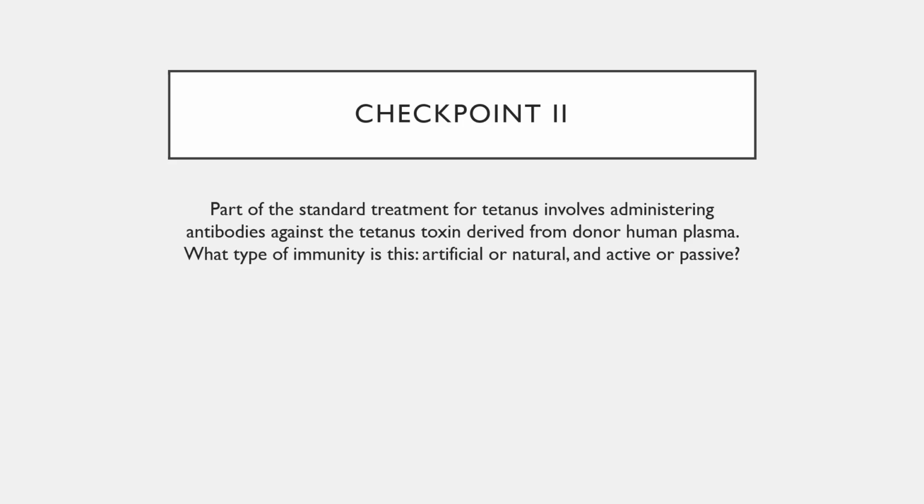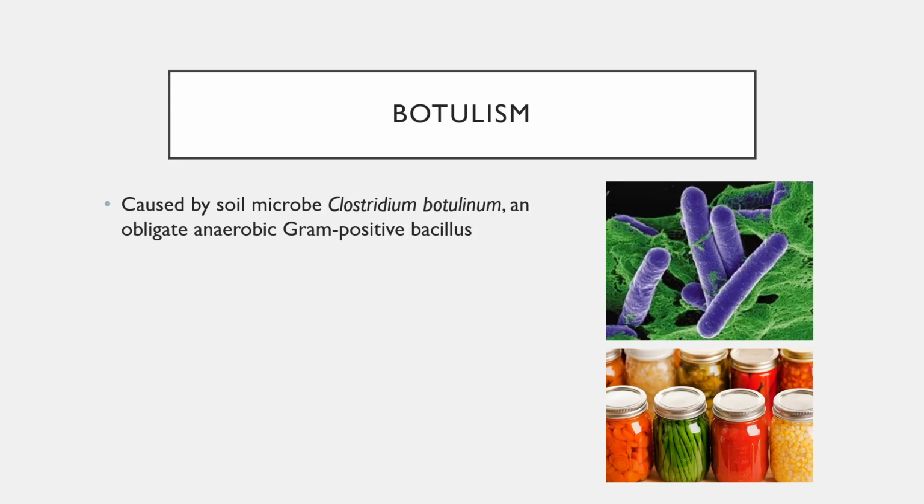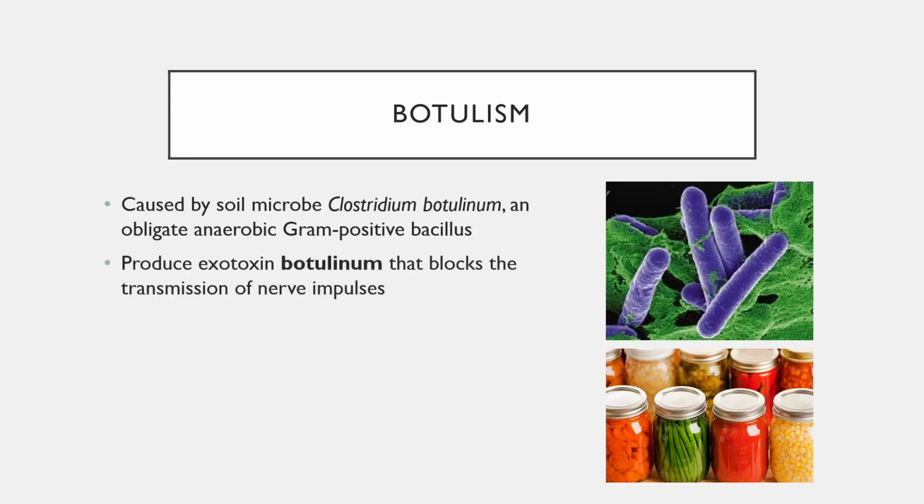Next, we have botulism. Botulism is also caused by a soil microbe that is closely related to the microbe that causes tetanus. Clostridium botulinum is another member of the Clostridium genus, and it is an obligate anaerobe as well as a gram-positive bacillus, just like its cousin that causes tetanus. This one produces a different toxin though. It produces the exotoxin called botulinum toxin, and the way that this toxin works is by blocking the transmission of nerve impulses, which leads to flaccid paralysis.